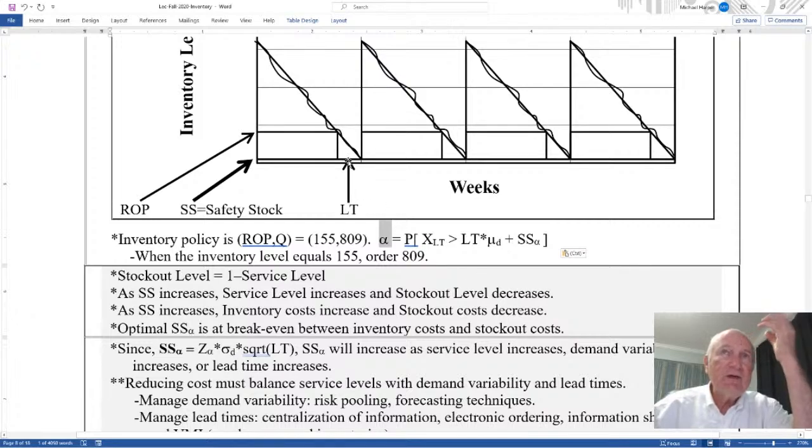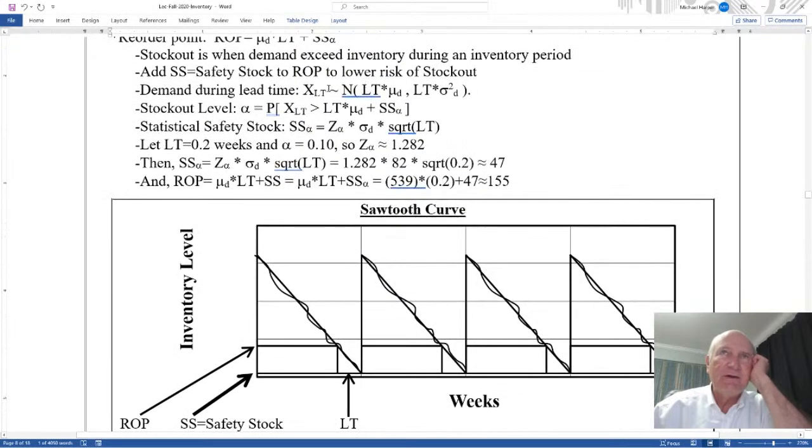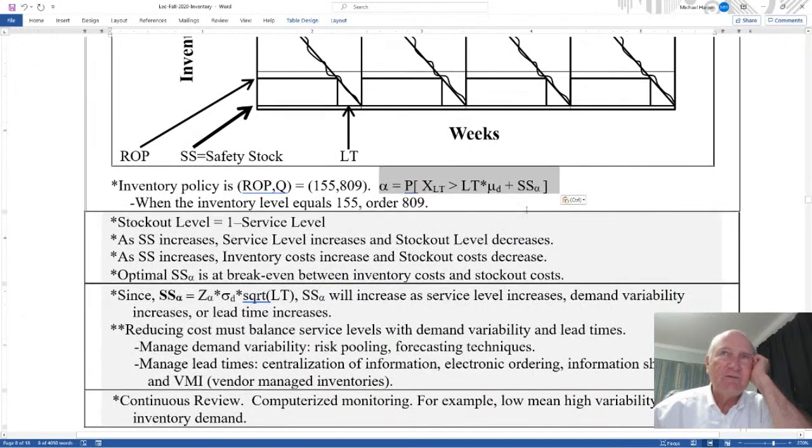So the probability that you're going to have stock out is called the stock out level. Stock out is when your demand is greater than your inventory. Because if your demand is more than your inventory, you run out of inventory, you can't meet your demand. Unmet demand, that's stock out. So that's a probability. And from this, again I derive it up here, we can calculate what our safety stock is going to be. And the safety stock from this derivation is given by this equation right here.